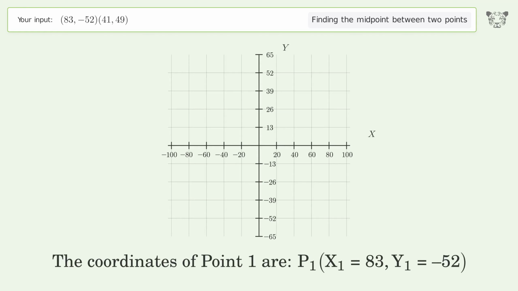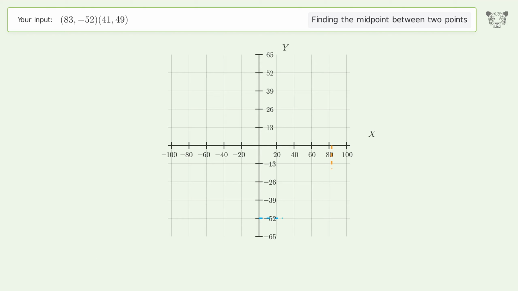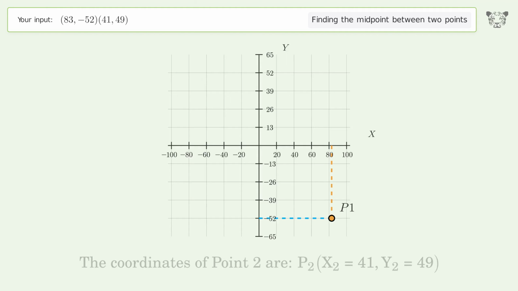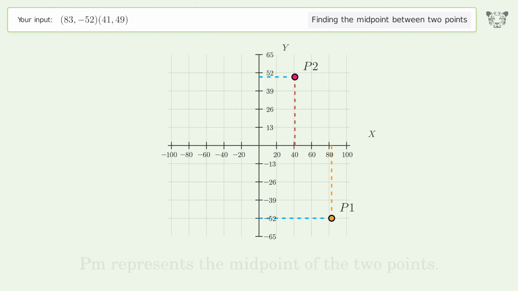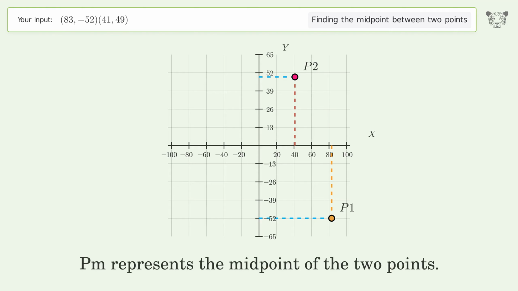The coordinates of point 1 are, x1 equals 83, y1 equals negative 52. The coordinates of point 2 are, x2 equals 41, y2 equals 49. PM represents the midpoint of the 2 points.